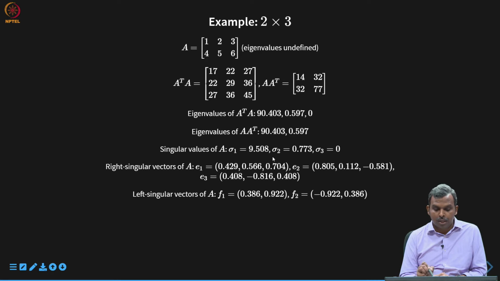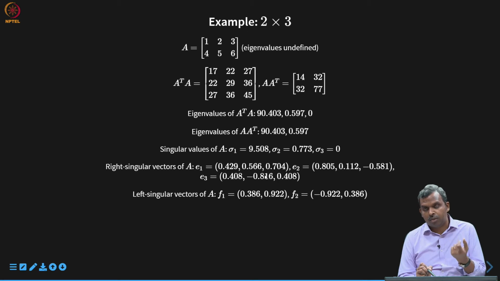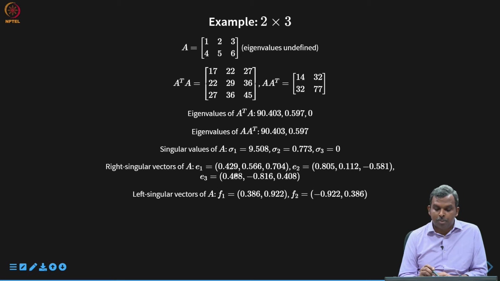And you can find right singular vectors of A, these will be the eigenvectors of A transpose A, you will get E1, E2, E3, and once again E1, E2, E3 is an orthonormal basis for R3. So, that is V, R3, that is V to W. A is from V to W, V is R3, W is R2. So, E1, E2, E3 is an orthonormal basis for R3, corresponding to the orthonormal eigenvectors of A transpose A.